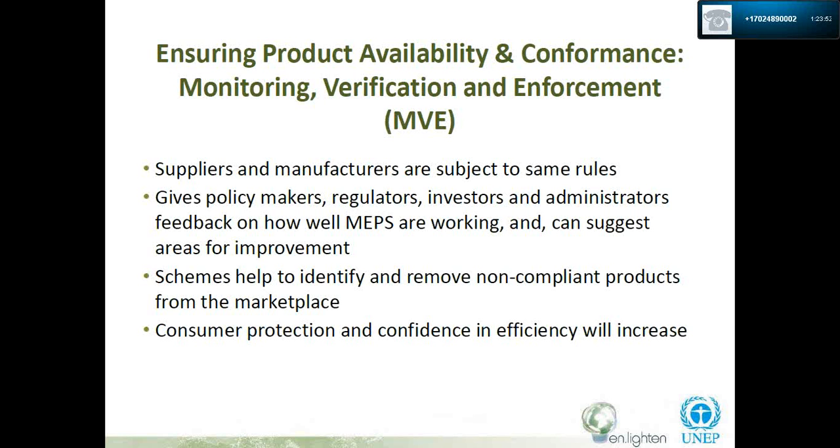With ensuring the product availability and conformance, one very important aspect of this is that MVE programs give policymakers a lot of feedback. They can assure that the programs that they put in place are working, but they can also point out areas that are weak and need to be improved. Eventually, the result of this is good consumer protection, and hopefully the confidence in the delivery of efficiency will increase amongst the society as a whole. Next slide.